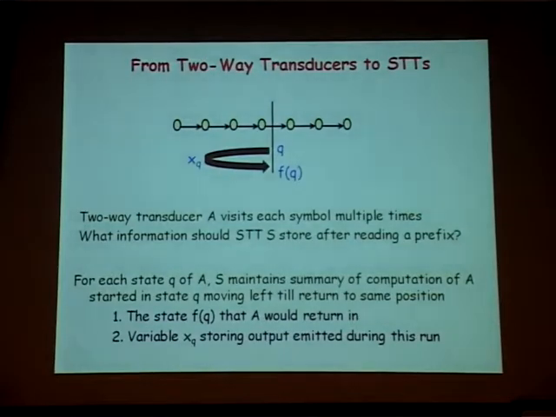Now we have transducers. So what would happen is that the two-way transducer on this pass would have produced some output. But we have multiple variables. So what we could say is, let me introduce a variable called xq for every state q.